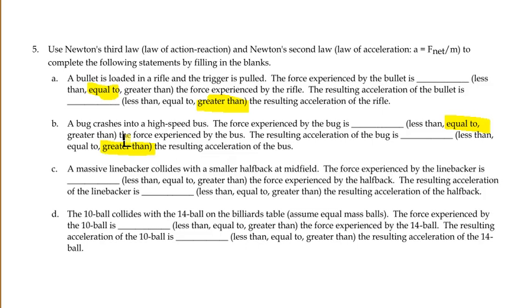Now, if you had a bus run into 1,000,000 bugs, you would actually see the bus being slowed down by hitting all of those bugs, because each one would do a little bit of deceleration of the bus.